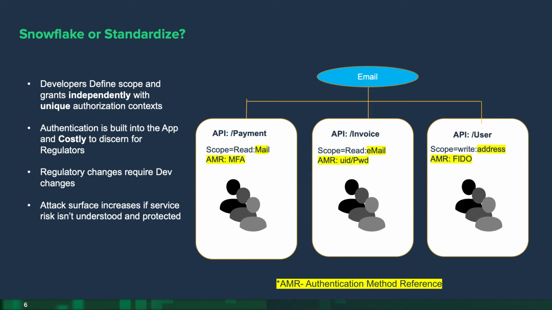called email, and we're looking at how it's treated differently across 3 different APIs. On the first, we see that it's called mail, and I have a scope grant for read mail. In the second, it's an invoice. I have a scope for read email. Now, obviously, these are the same attribute. However, they're being treated differently by the application developers.